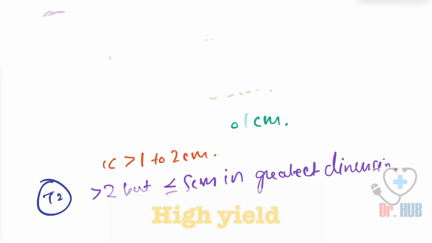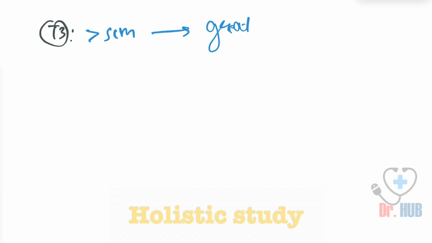After T2, we'll move on to T3. What is this T3? T3 is greater than 5 centimeters in the greatest dimension.